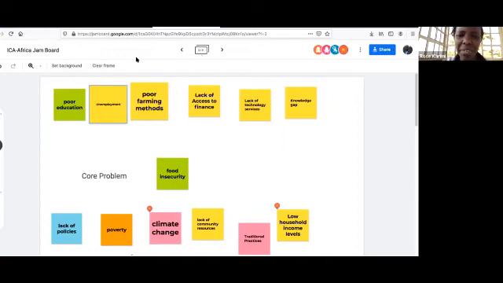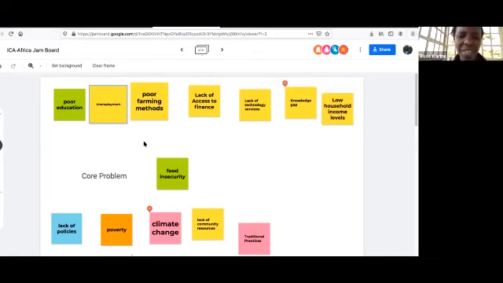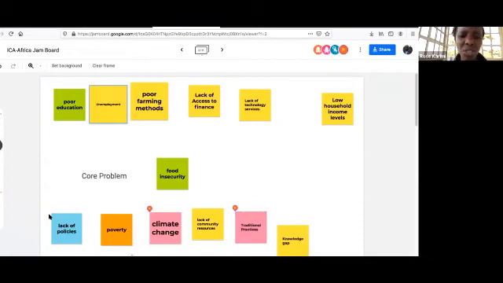Knowledge gaps, how about knowledge gaps? Yeah, where is my knowledge gap? It should also be down here. And the poor farming methods. Poor farming methods also bring about insecurity.